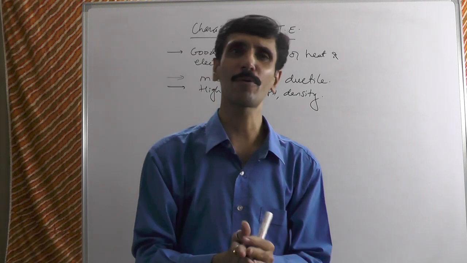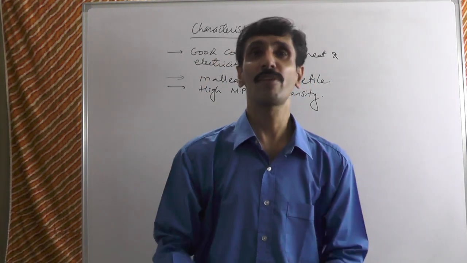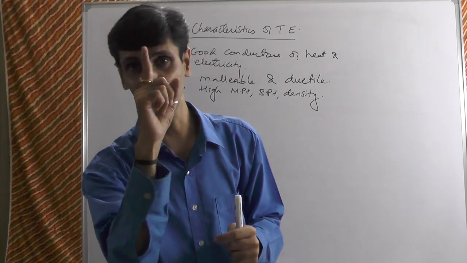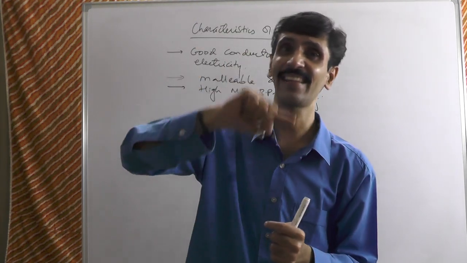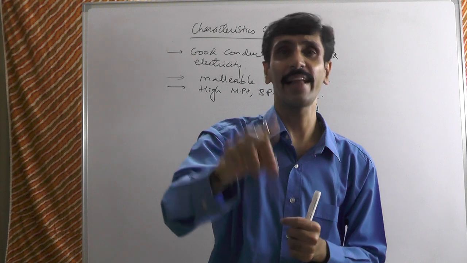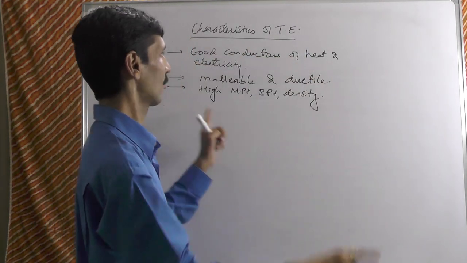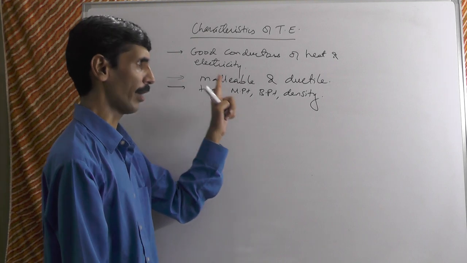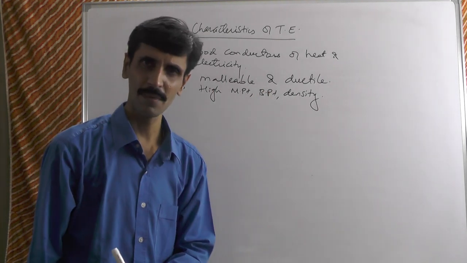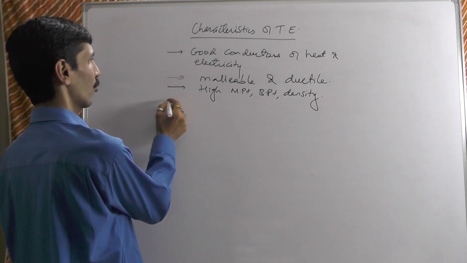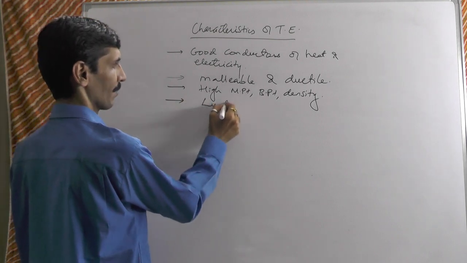और density का formula तो आपको मालूम है, it is mass upon volume. So if the volume is constant and the mass is more, we say the density is directly proportional to the mass, and therefore if the mass is high, density is also high. So that is what it is. So high melting point, boiling point and density. ठीक है? Next one is, they are going to show a property of luster.